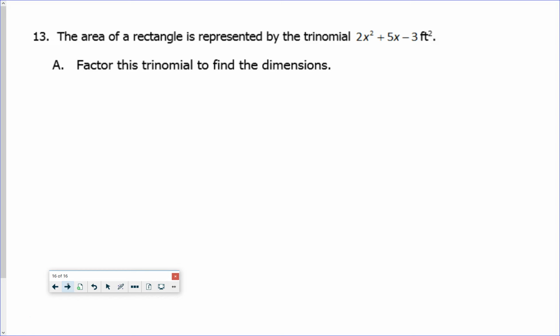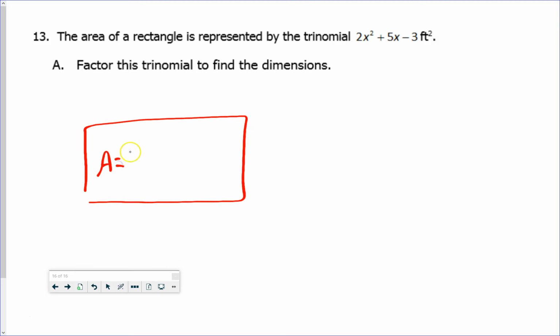The area of a rectangle is represented by the trinomial 2x squared plus 5x minus 3 feet squared. So I have a rectangle. And the area of that rectangle was 2x squared plus 5x minus 3 feet squared. Factor this trinomial to find the dimensions. What does it mean by finding the dimensions? Sides. What are the sides? What do we call those? The long one, so the length, and the width, okay?